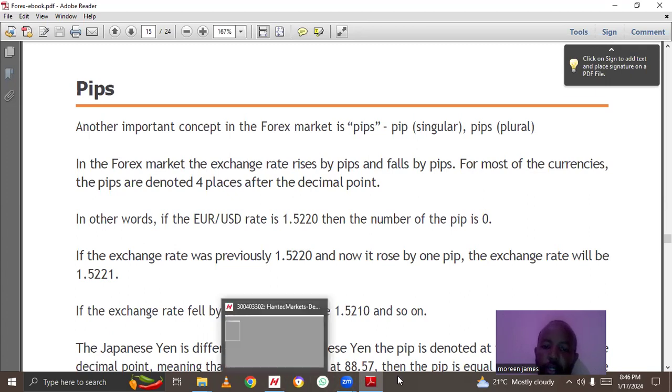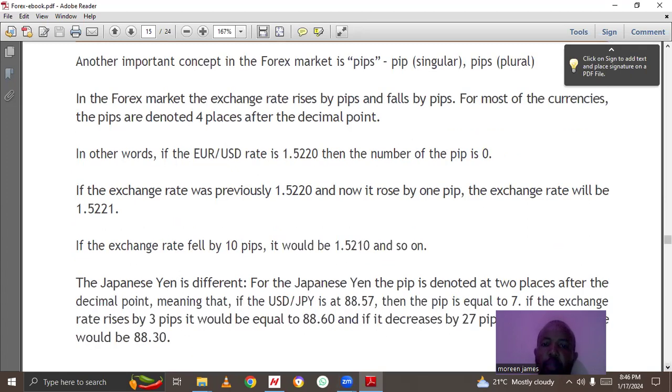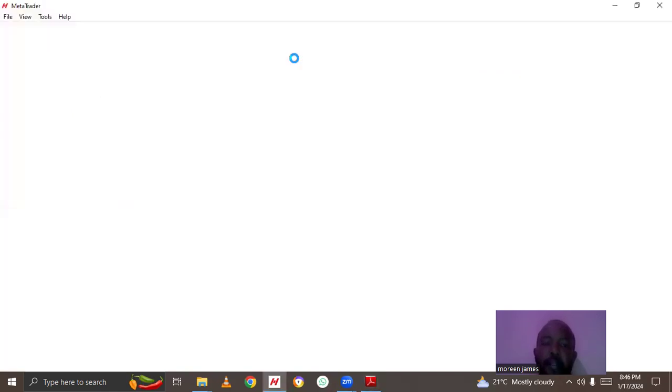Okay, let's continue. I'll be going slowly because this is very important. This is what we'll be doing every day. Okay, if the exchange rate fell by 10 pips, we have seen this is 1 pip, it will be 1.5210. So you just take the initial price minus 10.